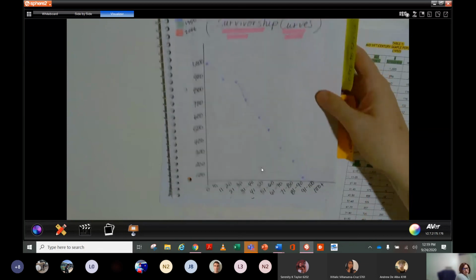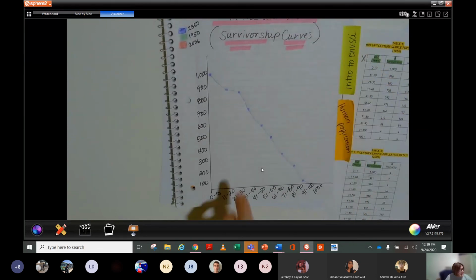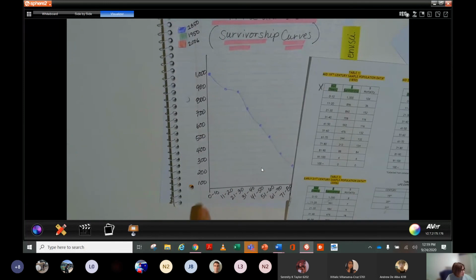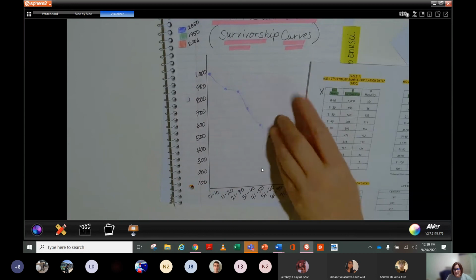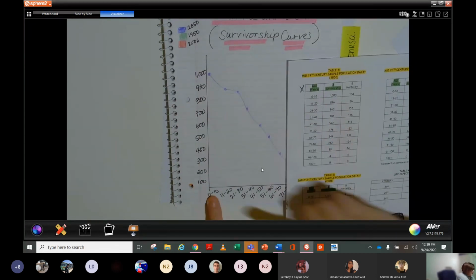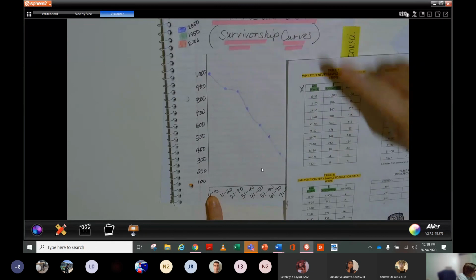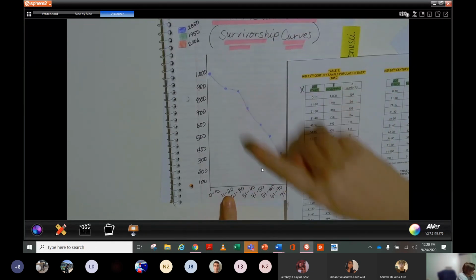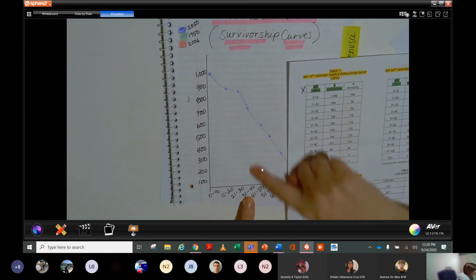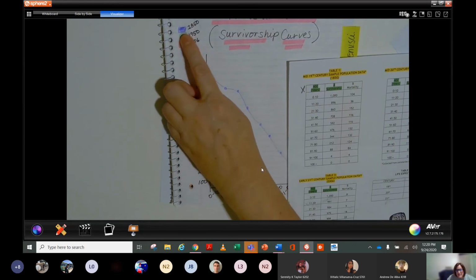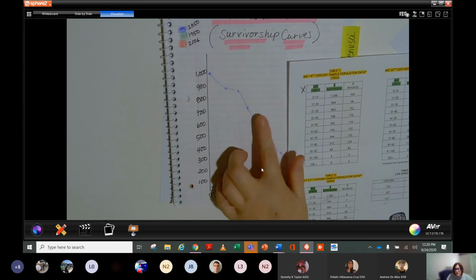I did one for you. So I did 1850. I've got age, and then I did 100, skip a line, 200, skip a line. I had to get to 1,000. So 0 to 10 is 1,000. 11 to 20, 896. 31 to 40, 860. And then I connected them with a purple, kind of blue, pencil, and I wrote 1850.